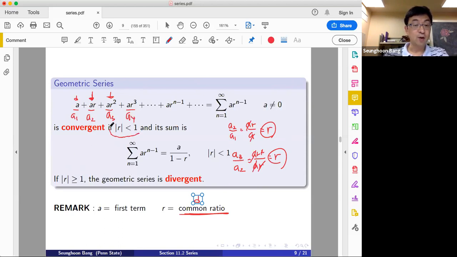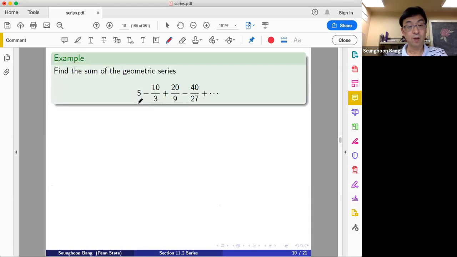The absolute value of R is less than 1, we have a convergent result. The absolute value of R is greater than or equal to 1, the series is always divergent. We have two results from the geometric series. Can you memorize this one? The next tip: find the sum of a geometric series.